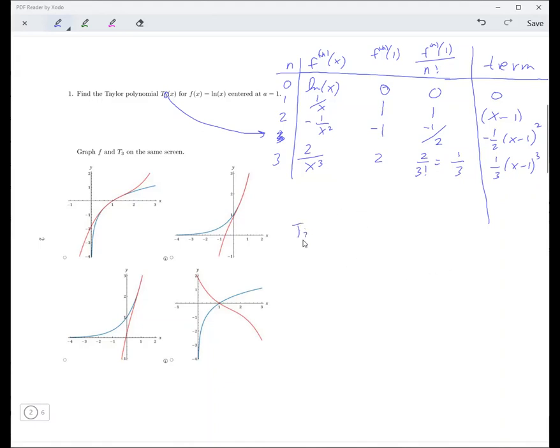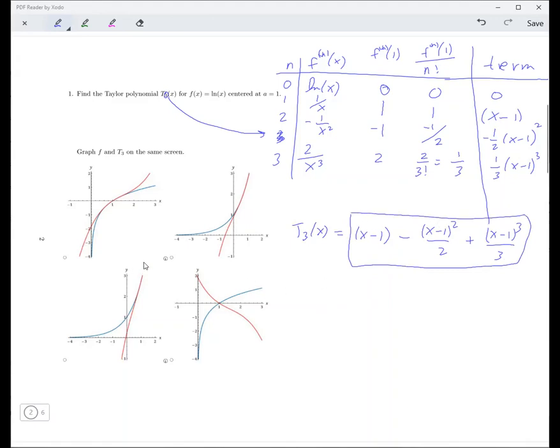So T3 of x will be, just add these terms up. So x minus 1. You can put parentheses or not put parentheses, either way. Minus this term right here, x minus 1 squared over 2, plus x minus 1 cubed over 3. So that will be the T3 polynomial.